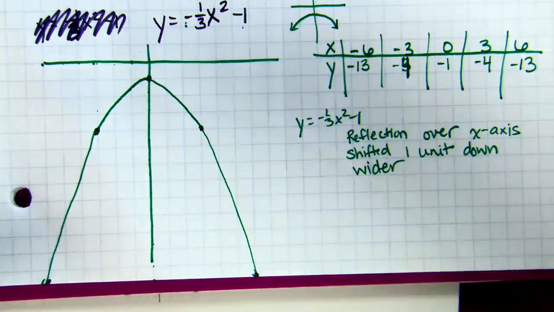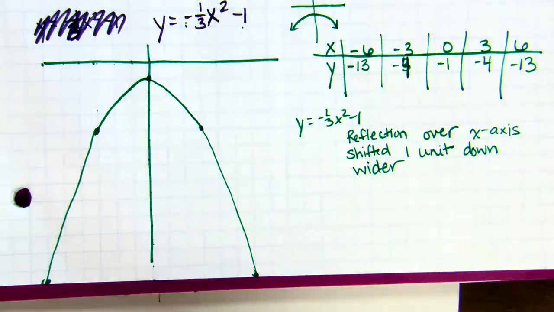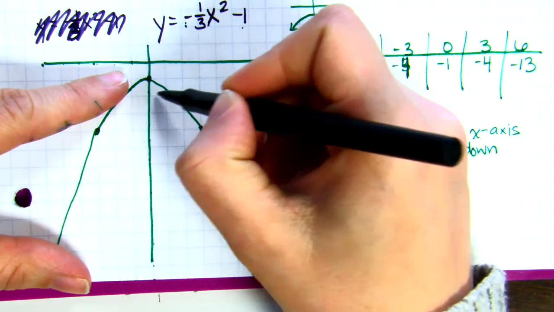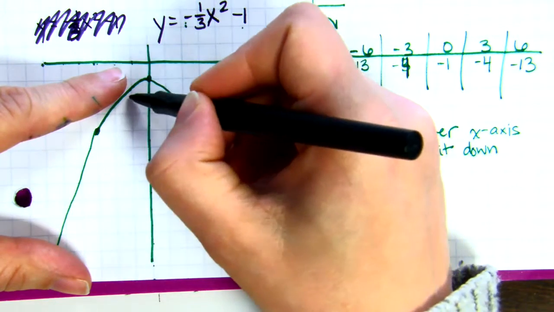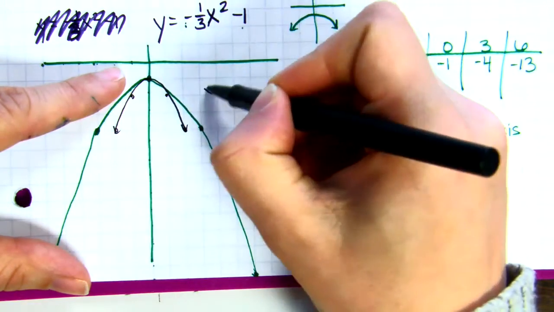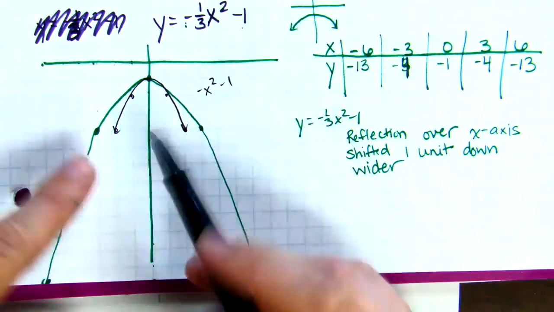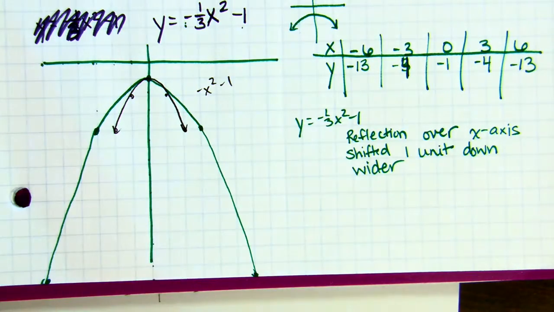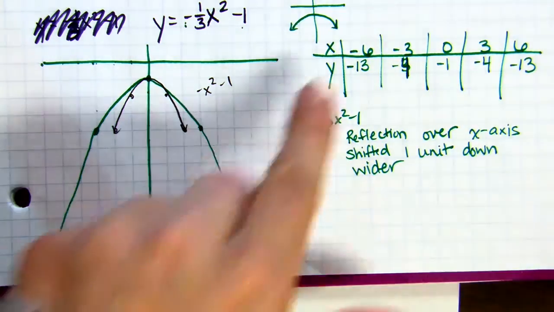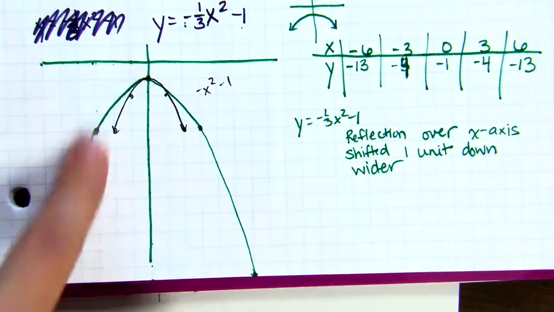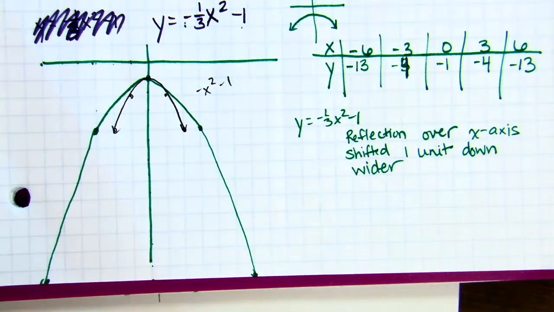Because if we were to just graph the y equals x squared with the reflection and the shift, it would look like this. That's what negative x squared minus 1 would look like. So you can see that this graph is opening up wider than our original x squared graph. So again, we just made a table, but before I made that table, I thought about what my graph should look like, just to make sure that I'm on the right track.